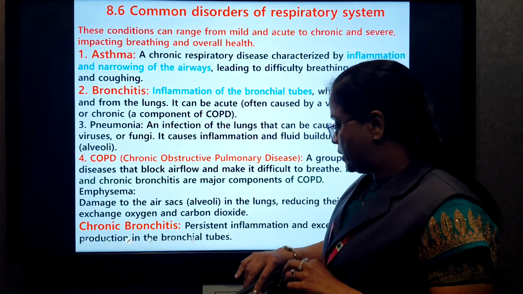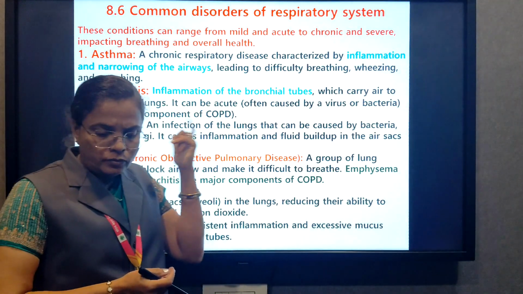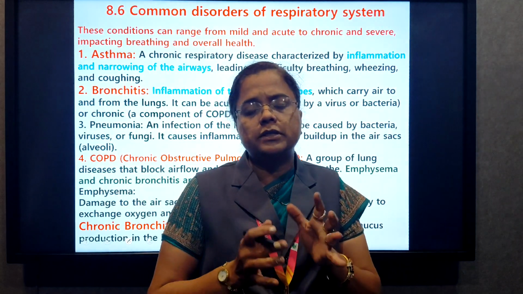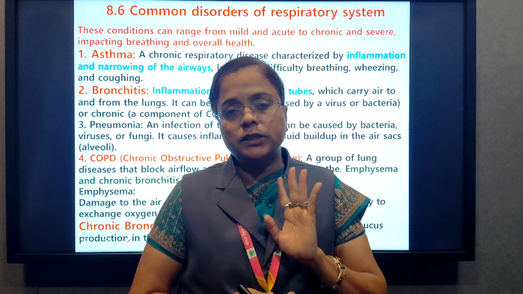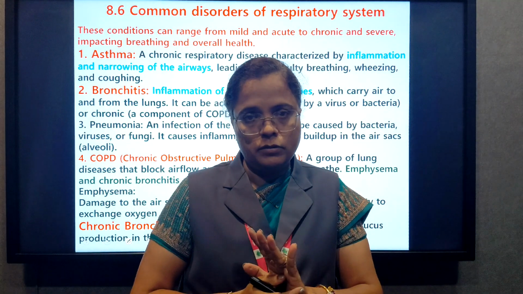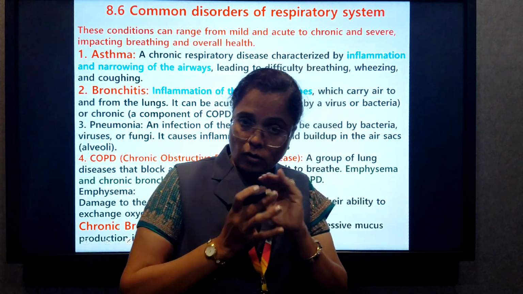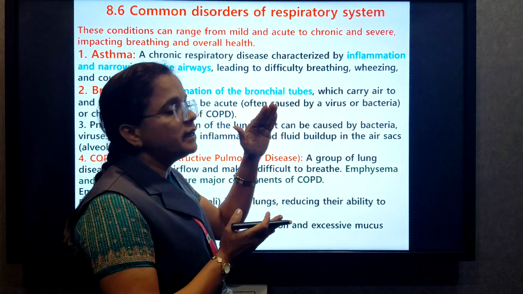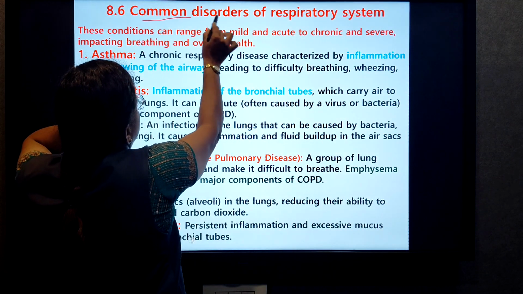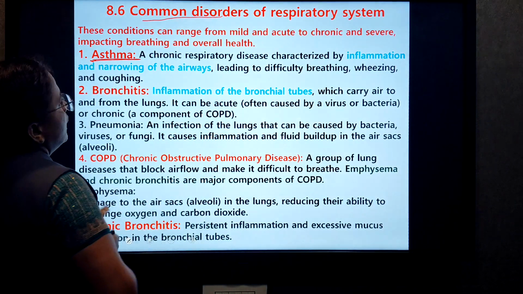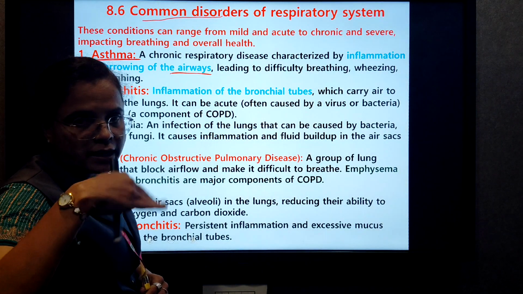Now, common disorders of the respiratory system. Before, in the first slide, we studied the upper respiratory tract and lower respiratory tract. On whichever region the inflammation occurred, the name of that disease is given for that area. So, for example, a common disorder, asthma. Asthma is inflammation of the airways, windpipe, trachea.